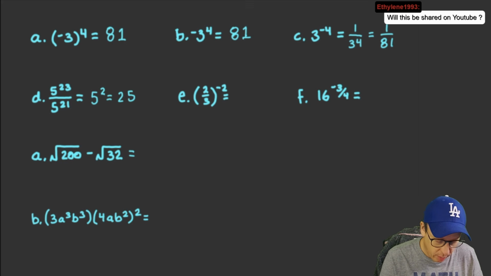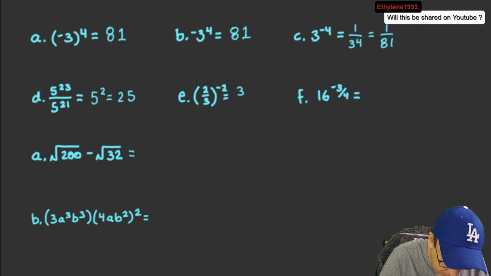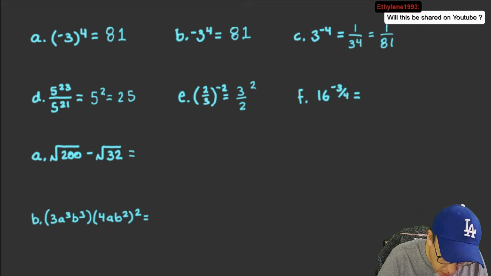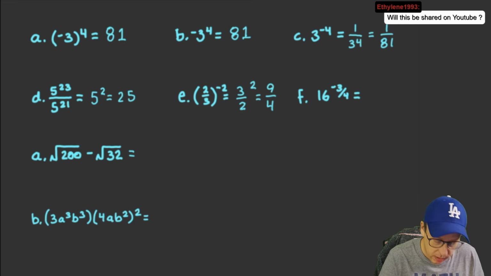Now we have another for instance. We have 2/3 to the power of -2. What are you going to do to get rid of the negative value? You're just going to flip those values to get rid of it, and it's still going to be to the power of 2. And then what you can do is just use that power of 2 on the numerator and the denominator to get 9/4.